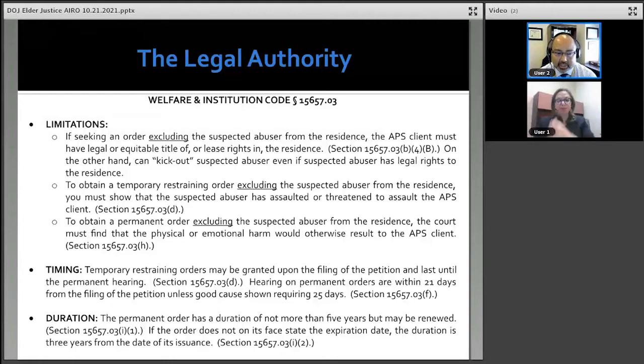The duration of the permanent restraining order, once issued by the court, is not more than 5 years. If the court doesn't specify a time, then it's understood to be 3 years. Next slide, Julie.